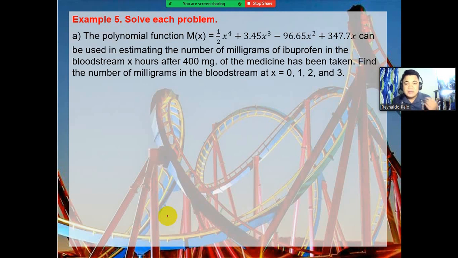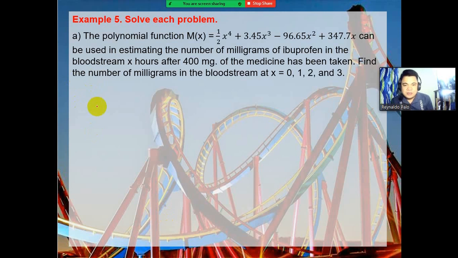So it means that when you drink a medicine, it needs a specific time frame to be effective in your body. So we will now be checking how a 400 milligram ibuprofen medicine travels in your bloodstream. Ibuprofen is actually a medicine for migraine or for pains.